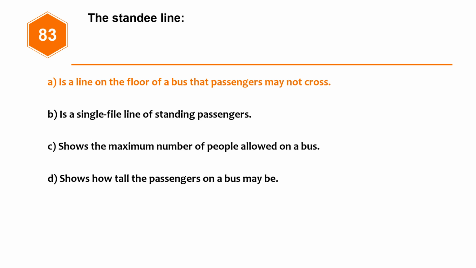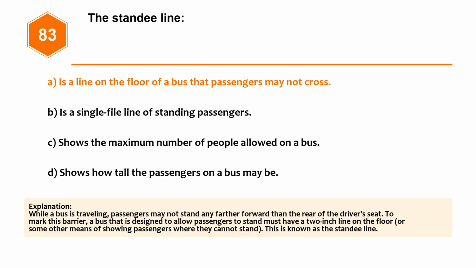The correct answer is option A, is a line on the floor of a bus that passengers may not cross. Explanation. While a bus is traveling, passengers may not stand any farther forward than the rear of the driver's seat. To mark this barrier, a bus that is designed to allow passengers to stand must have a 2-inch line on the floor or some other means of showing passengers where they cannot stand. This is known as the standee line.